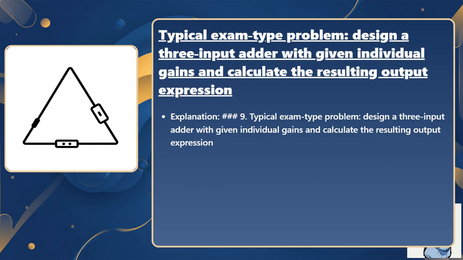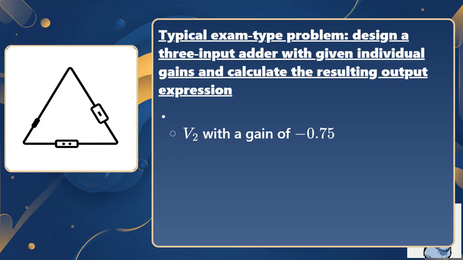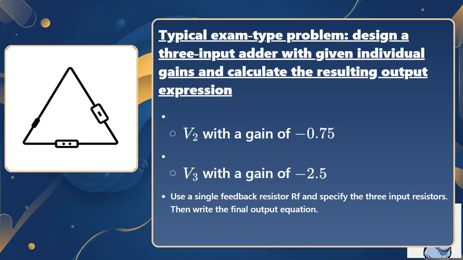Explanation 9. Typical exam type problem: design a 3-input adder with given individual gains and calculate the resulting output expression. Problem statement: design an inverting summing amplifier that provides the following weighted contributions. V1 with a gain of -3. V2 with a gain of -0.75. V3 with a gain of -2.5. Use a single feedback resistor RF and specify the 3 input resistors, then write the final output equation.